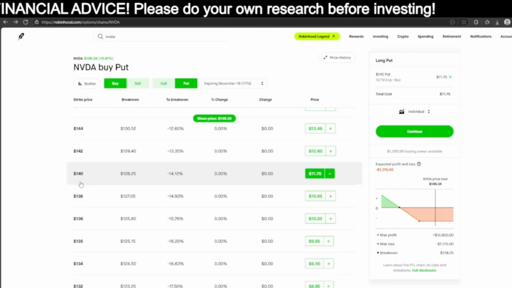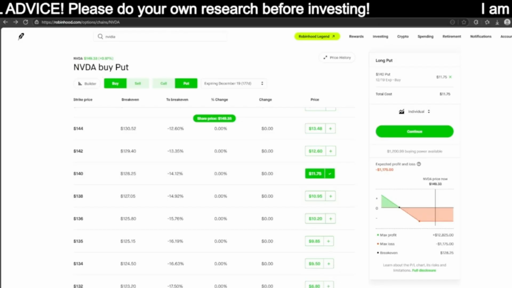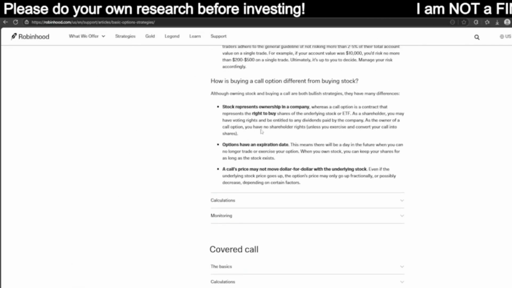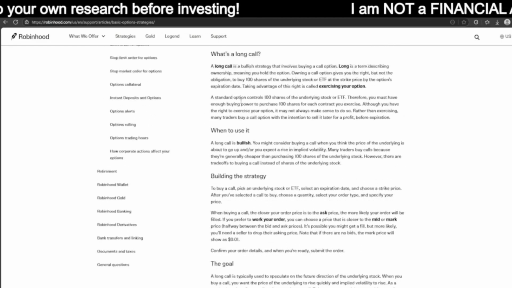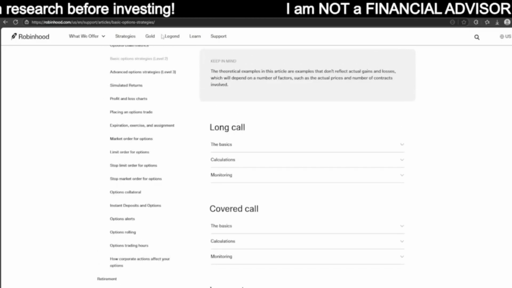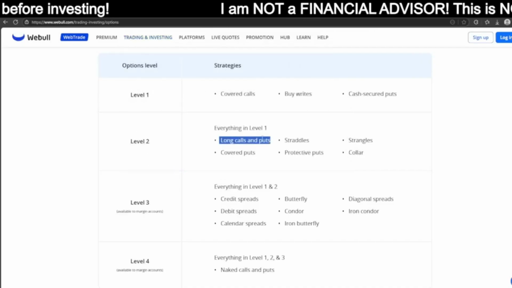But that's how you do a long call and a long put, which is basically what we're talking about right here. A long put and a long call. And I got to minimize this because this isn't a lot of work here. And then options, same thing, long calls and long puts.